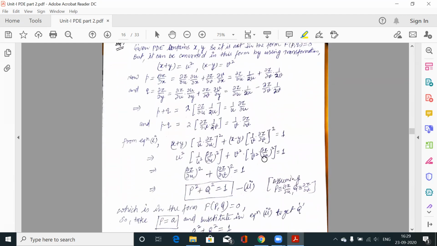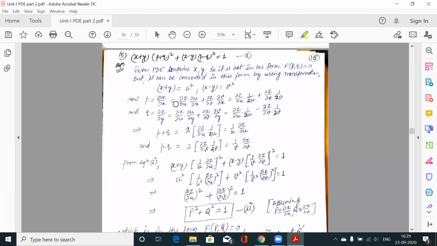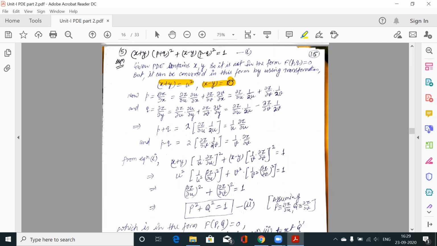So this is the third question. Again, a different transformation. Here also we have x and y, so we have to eliminate x and y. There is no z, so there is no need of the third transformation. So x plus y is equal to u square, x minus y is equal to v square.